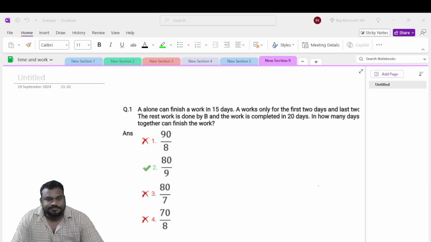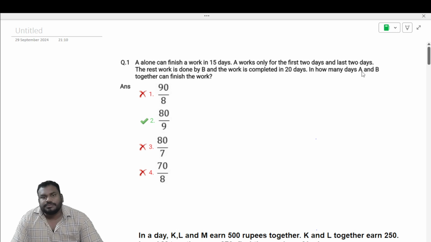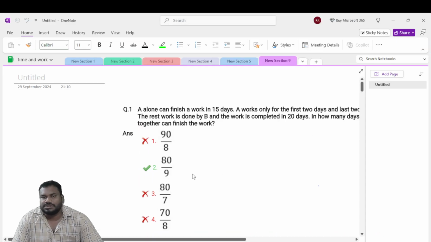Coming to the class. This is one of the questions given in CGL. A alone can finish a work in 15 days. A works only for the first 2 days and last 2 days. The rest of the work is done by B and the work is completed in 20 days. In how many days can A and B together finish the work? So this is the question.